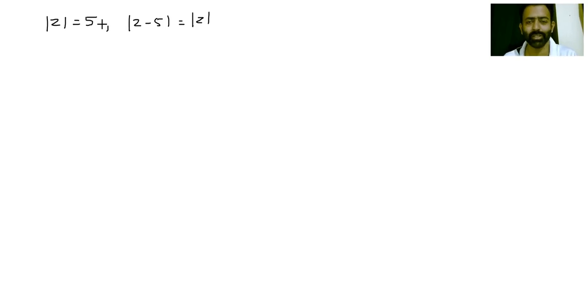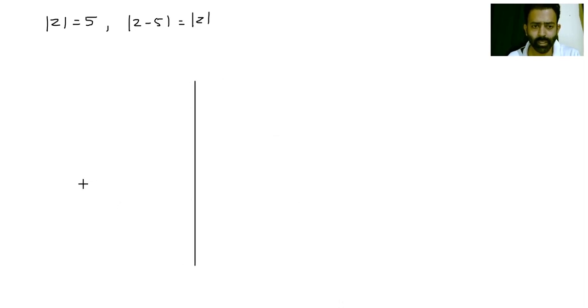Just like we say x plus y is equal to 4 and x plus 3y is equal to 7, right? Both the equations are representing two different lines, okay? Here we need to find the intersection, but as complex numbers. So let us sketch these two graphs or loci.